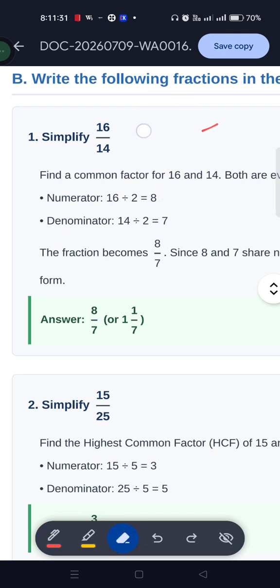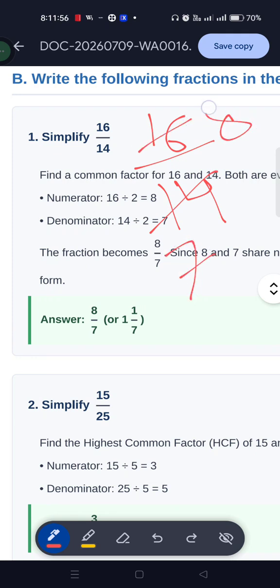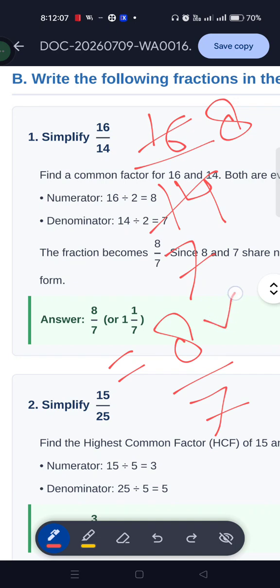But here in the question the given fraction is 16 upon 14. So we will simplify 16 upon 14. Here you can see that we can cut both the numerator and denominator by 2. 2 sevens are 14 and 2 eights are 16. Now you got 8 upon 7. 8 upon 7 cannot be cut further, because one is an even number and the other is an odd number.